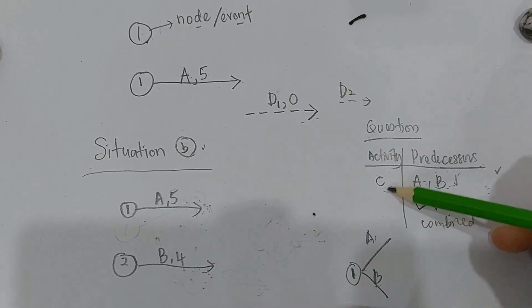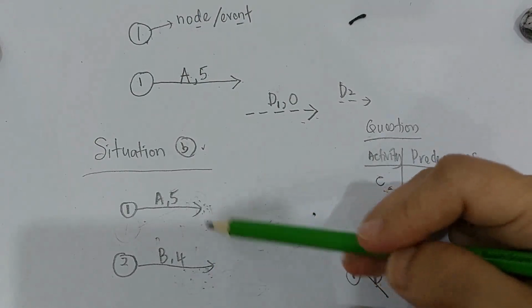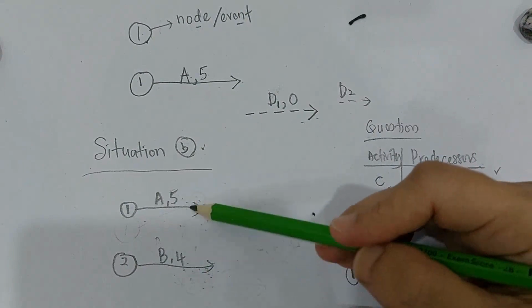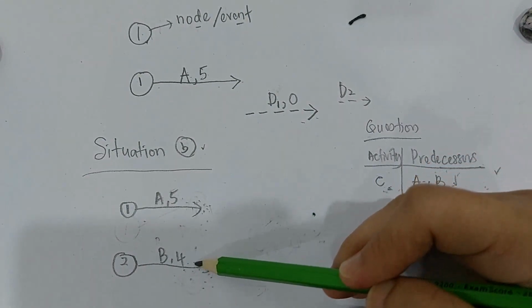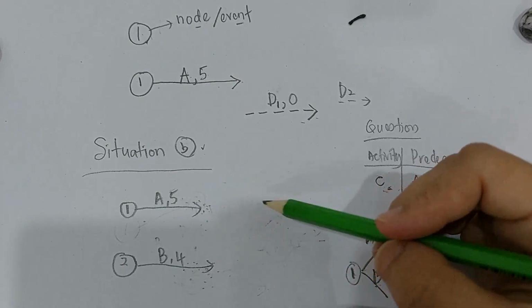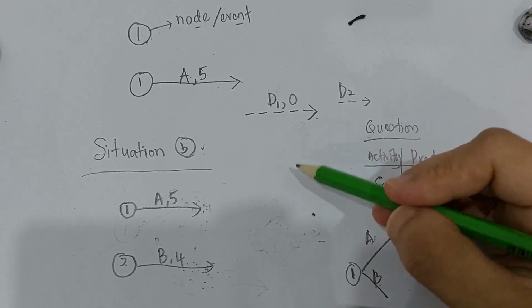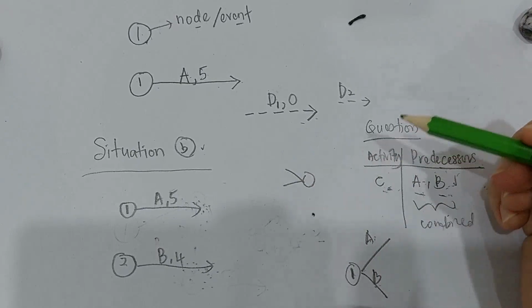So to draw C here, we need to combine these two. How to combine? The rule says if two or more activities come from different places or different events, they can be combined and have the same ending. So aktiviti ni boleh di-combine, dicantumkan, dan boleh ada satu penutup di hujungnya. Like this. Kita boleh cantumkan macam tu.